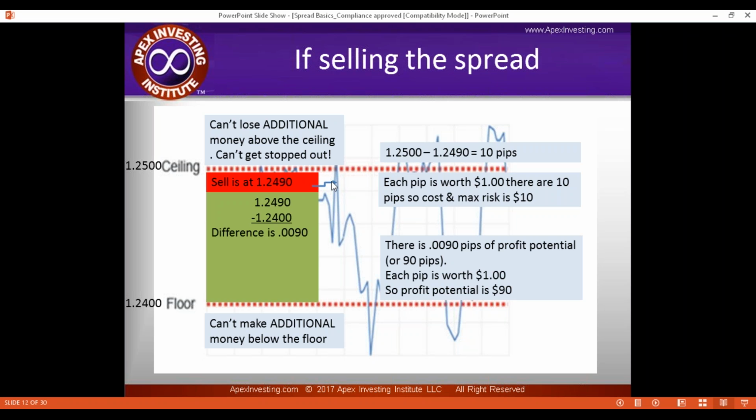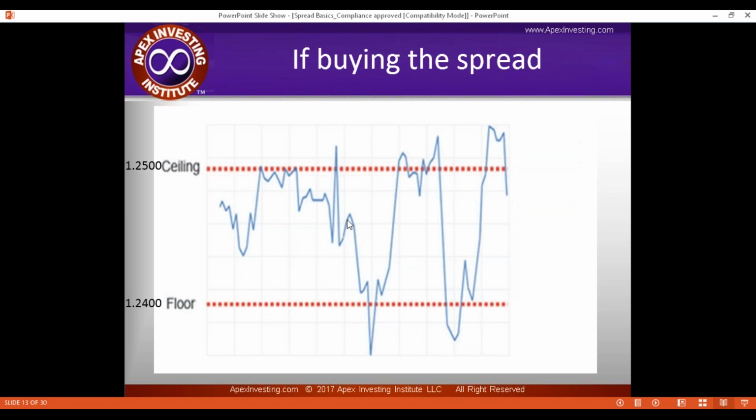$10. If it goes up 110 against me, how much do I lose? I don't lose anything above the ceiling, no matter what it moves. Okay? Everybody got that? So let's flip the example.